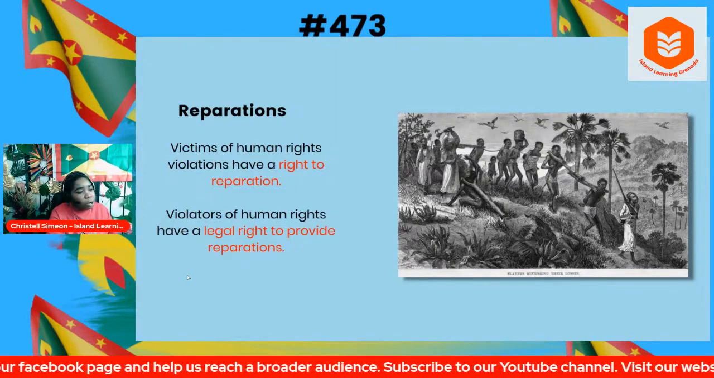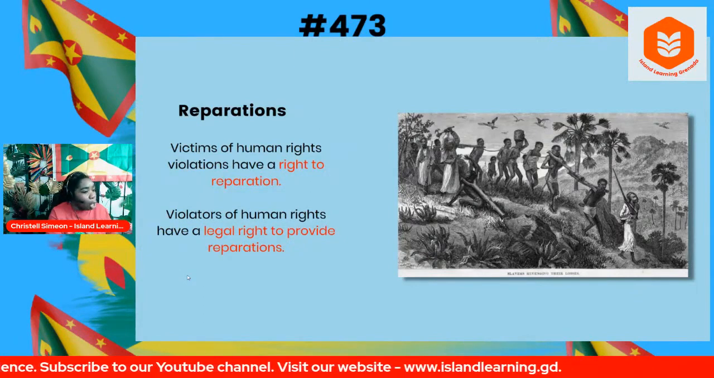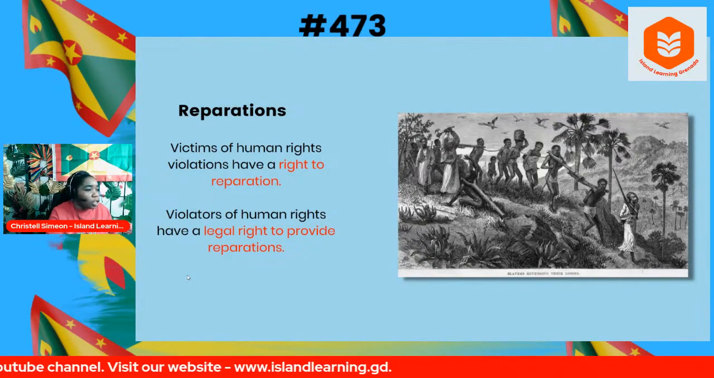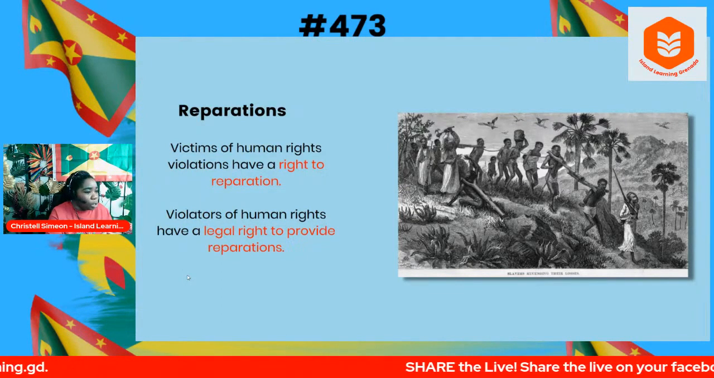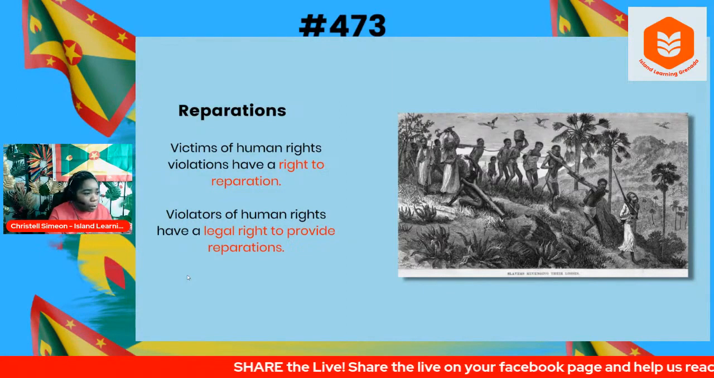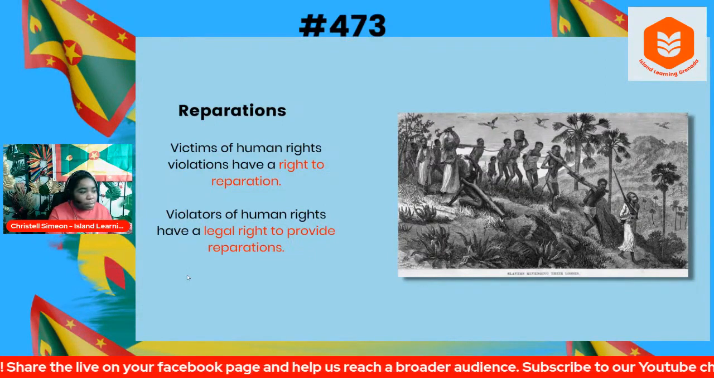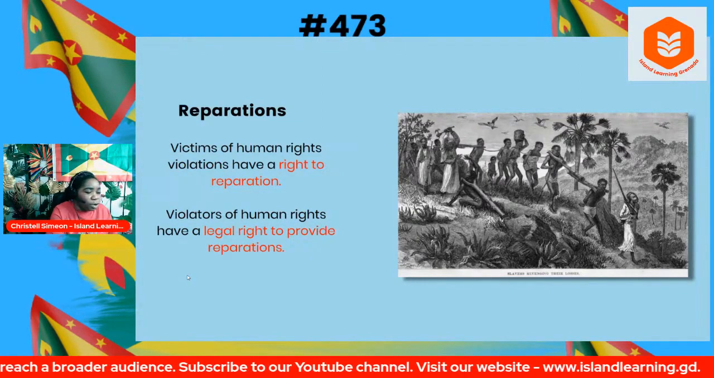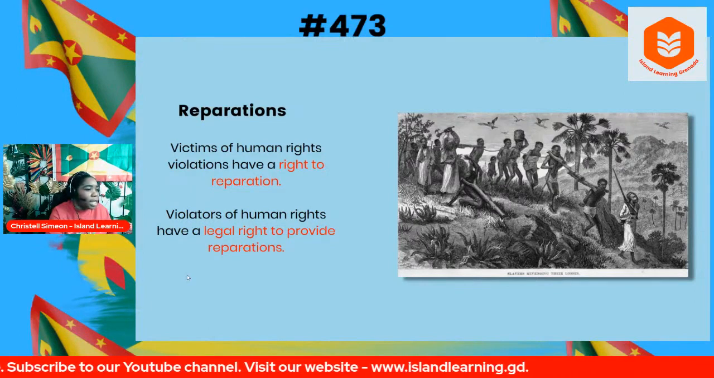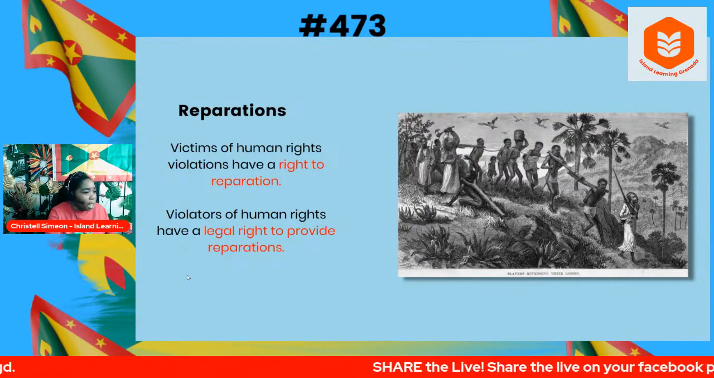So victims of human rights violations have a right to reparation. And in this case, it also extends to the descendants of victims, who can also claim that right to reparation. It is a legal right that victims or the descendants of victims have to reparation, and that is driven by, of course, the United Nations and the policies and philosophy of the United Nations. Victims of human rights violations have that right.